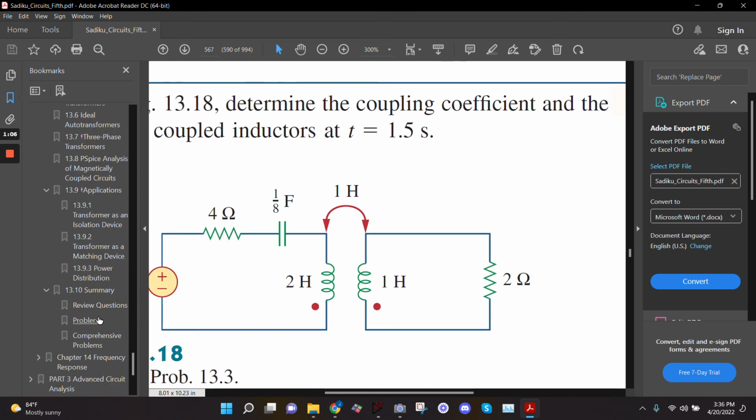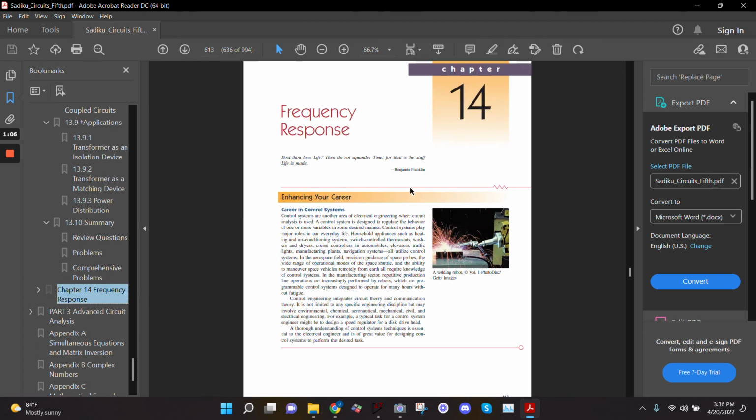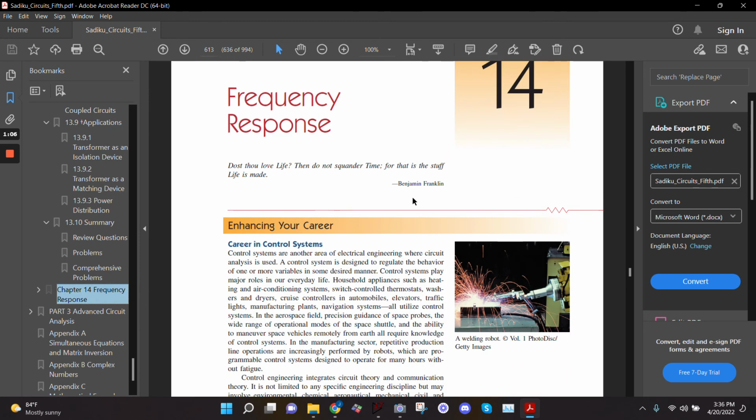And then, like I said, you'll talk about frequency response, which is basically talking about how circuits respond to different frequencies. And this is basically everything you learn in 221.